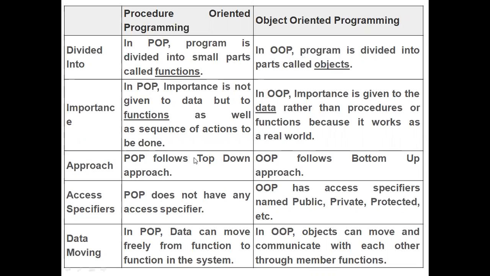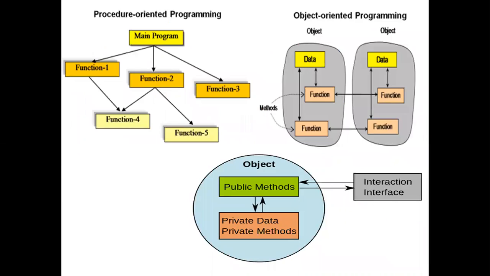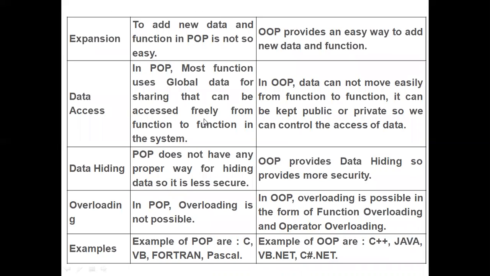Now, what is the approach here? In procedure-oriented, it is the top-down approach. It means from the big main function, we make functions 1, 2, 3, 4. Now from the second function, we make a sub function, that is function 5. It means with the main program we are going downwards, that is the top-down approach.